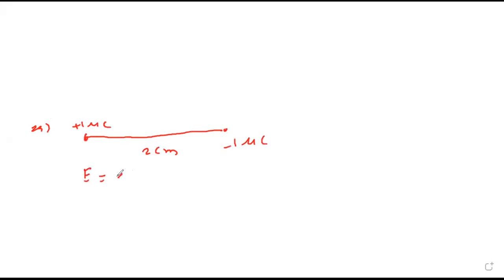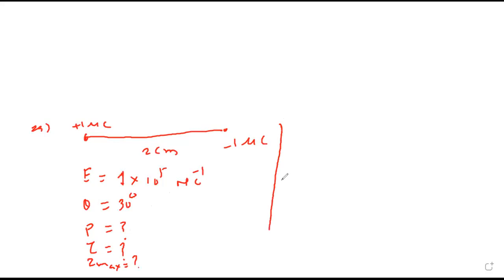situated in an electric field of 1 into 10 raised to 5 Newton per Coulomb, with dipole moment making an angle of 30° with the field. Calculate the magnitude of the dipole moment and the torque acting on the dipole. What would be the maximum torque? When would it be maximum and how much?